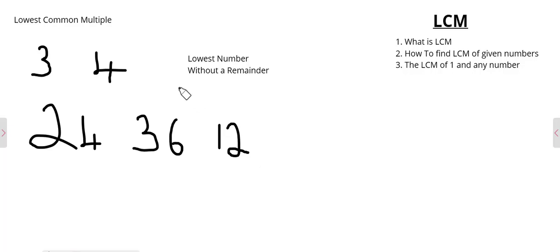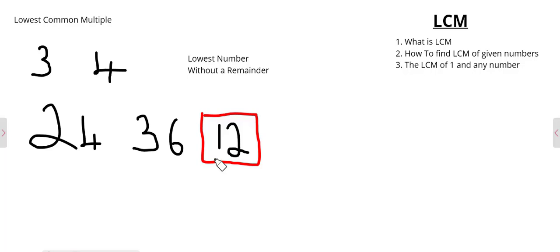Now looking at the meaning of LCM, the lowest common multiple, and bear in mind we are looking for the lowest number without a remainder. For sure, all these numbers can be divided by 3 and 4 without a remainder. Now which one is the lowest number among these? Don't think you need a master's to know that 12 is the lowest number which can be divided by 3 and 4 without a remainder, and 12 becomes the LCM of 3 and 4.